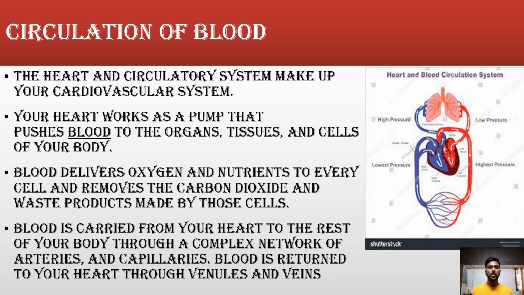Now we'll see about circulation of blood. The heart and circulatory system makes up your cardiovascular system. Your heart works as a pump that pushes blood to the organs, tissues and cells of your body. Blood delivers oxygen and nutrients to every cell and removes the carbon dioxide and waste products made by those cells. Blood is carried from your heart to the rest of your body through a complex network of arteries and capillaries. Blood is returned to your heart through venules and veins.